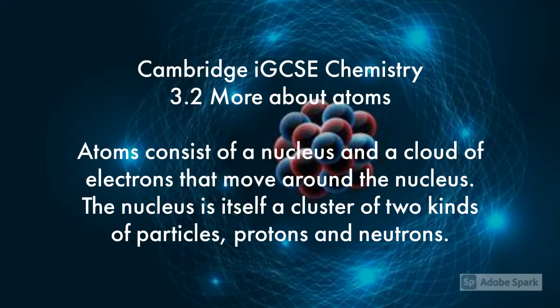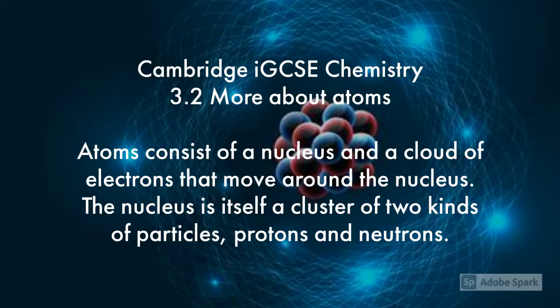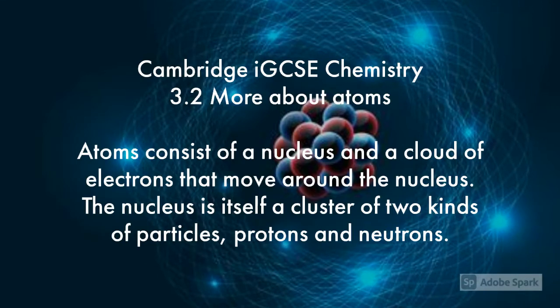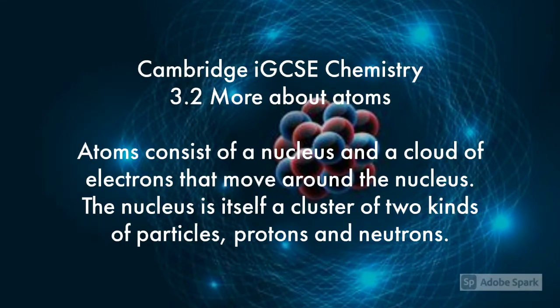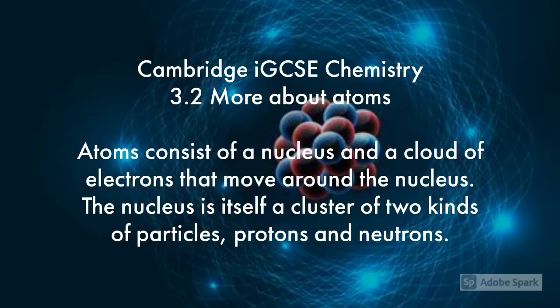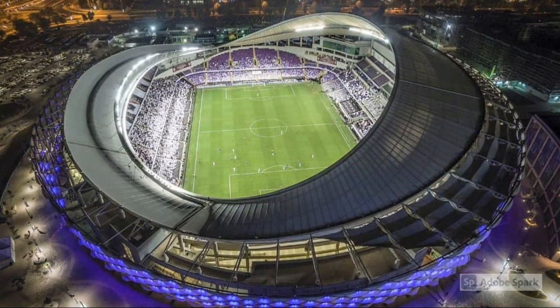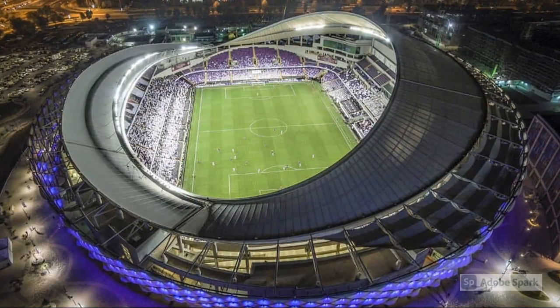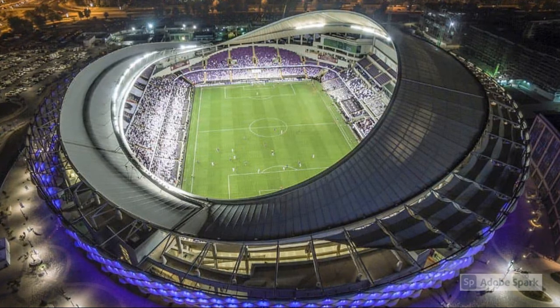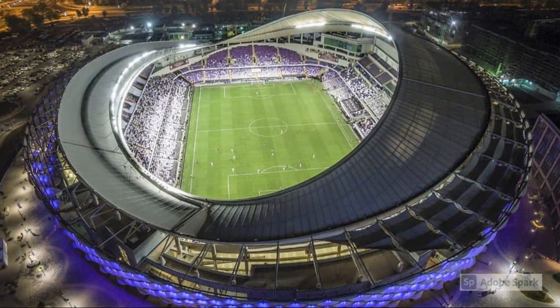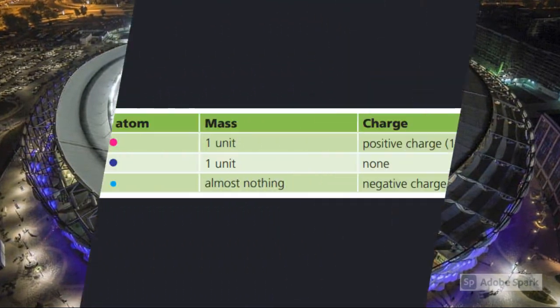Atoms consist of a nucleus and a cloud of electrons that move around the nucleus. The nucleus is itself a cluster of two kinds of particles, protons and neutrons. In fact, the nucleus is very tiny compared with the rest of the atom. If the atom were the size of a football stadium, the nucleus would be the size of a marble.